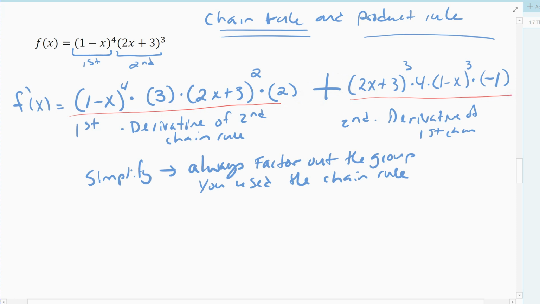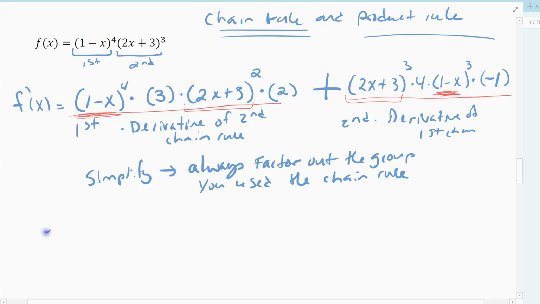I'm going to factor out my common groups. And so the common groups I can factor out, well, I've got 4 1 minus x's here, and I've got 3 there. And you can only pull out the smaller amount, which means I can pull 3 of those out. And then I've got the group 2x plus 3. I've got 2 of them here, and I've got 3 of them there. And I can pull the smaller amount out, which means I can pull 2 out.